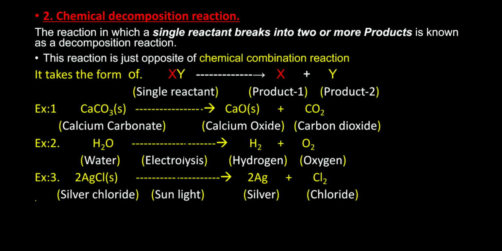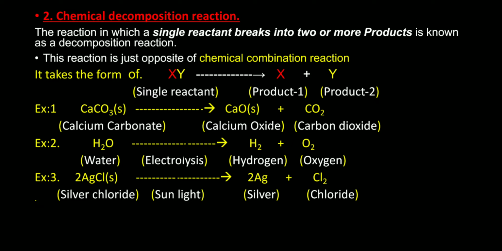It takes the form of the general equation I have given here. XY gives rise to X plus Y. XY is a single reactant, and on breaking of the XY, there is a formation of two products, product 1 and product 2. Only a single reactant breaks down to form two products, product 1 and product 2.